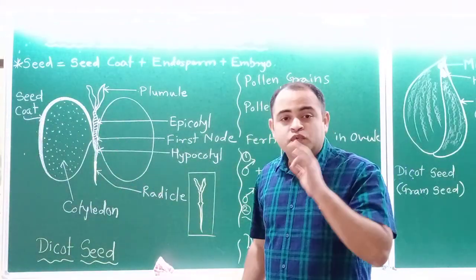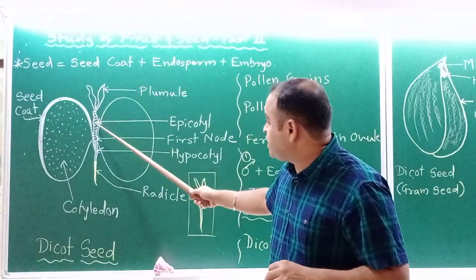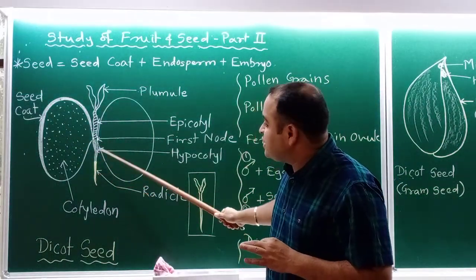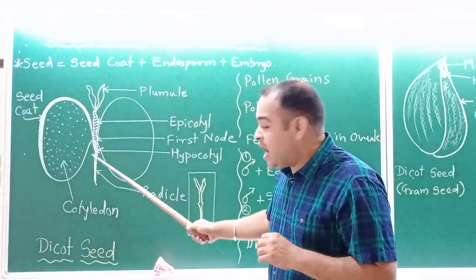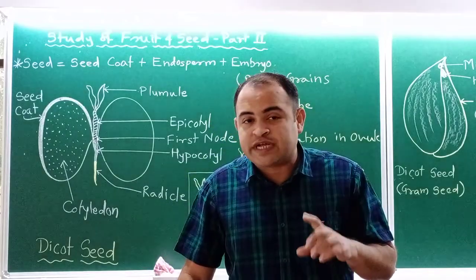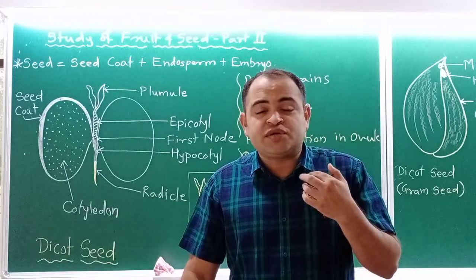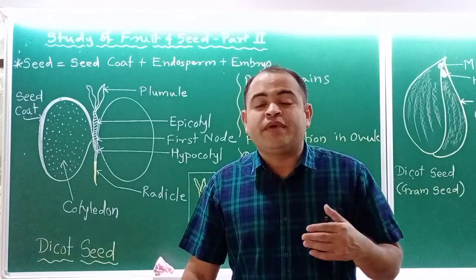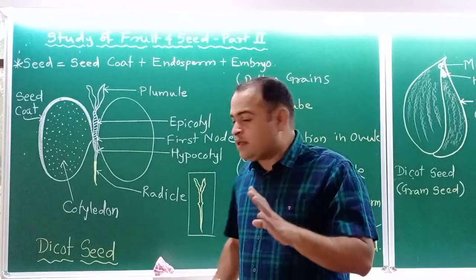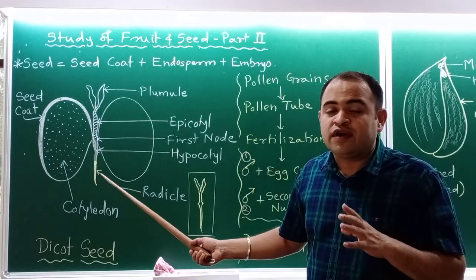Now, the part which is present between the first node and plumule is called the typical epicotyl. The part which is present between radicle and first node is called hypocotyl. So you need to understand what is epicotyl and what is hypocotyl, because during germination types we need to understand the typical epicotyl and hypocotyl behavior to understand epigeal or hypogeal type of germination. I think you must have understood this part.